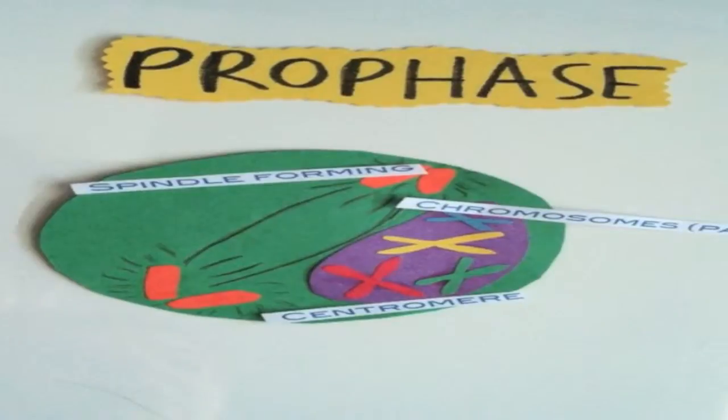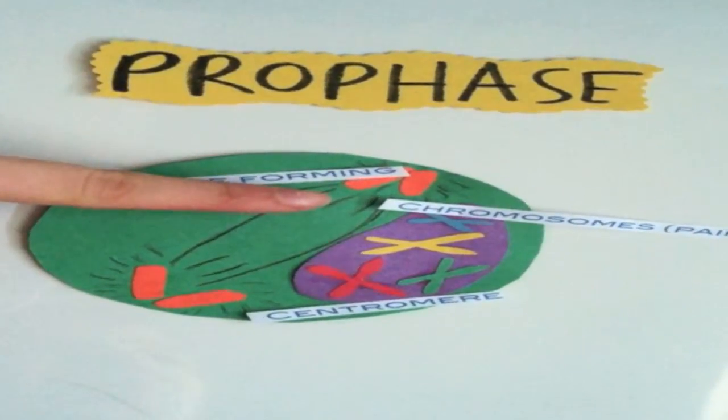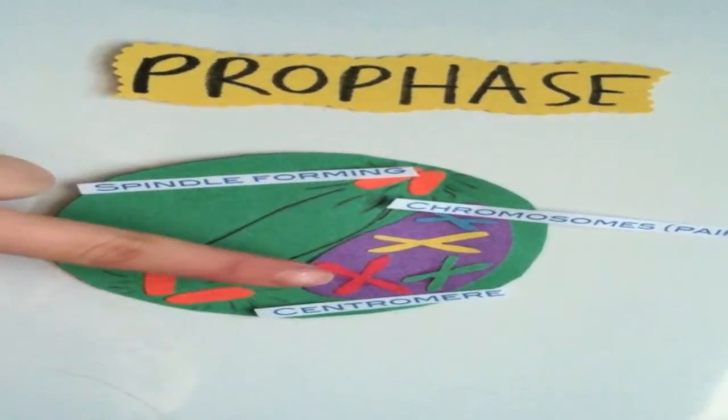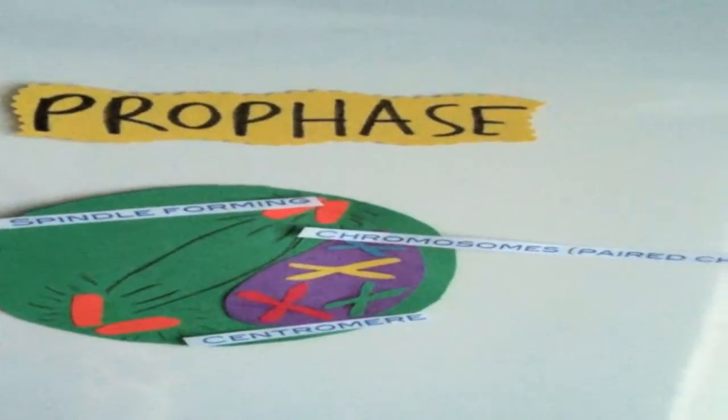Prophase is the first and longest phase of mitosis. Here, the spindles are beginning to form. These are the chromosomes, which are the paired chromatids. Here is the centromere, which remember is where the two chromatids are joined. During prophase, the chromosomes become visible.